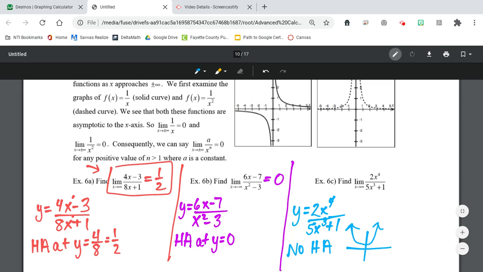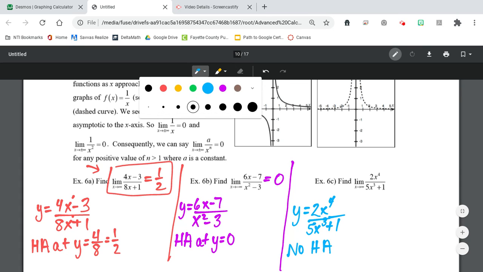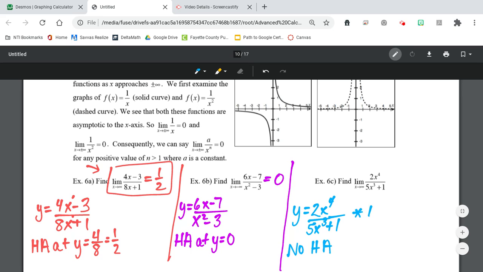Parabolas don't have horizontal asymptotes, so they'll either approach infinity or negative infinity. Lines will also only approach infinity or negative infinity. Or if I think of cubic functions, those only approach infinity or negative infinity. So if a function does not have a horizontal asymptote, I might want to write this down.